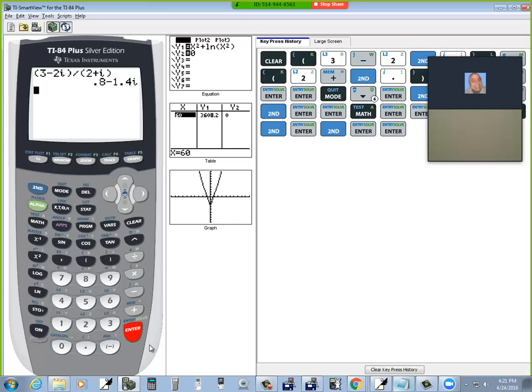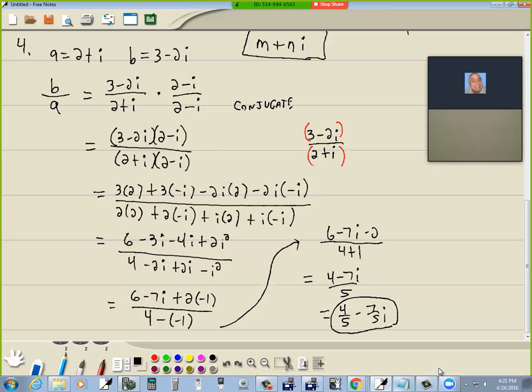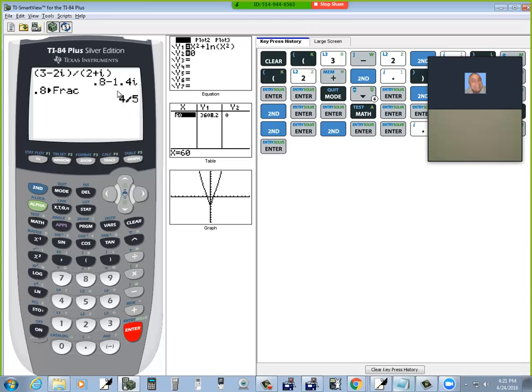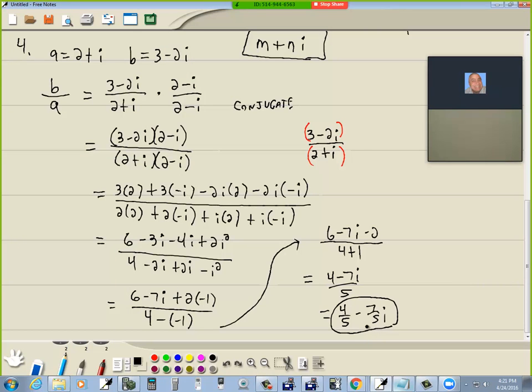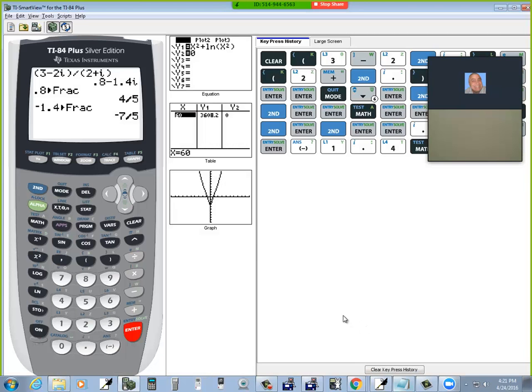Now I do know that after you get this right here, you can change each individual one by doing your 0.8, for example, this first part, and doing math, enter, enter. And that gives you your 4/5, this right here. And then the negative 1.4, if I do negative 1.4 and math, enter, enter, that gives me my negative 7/5, which is here.